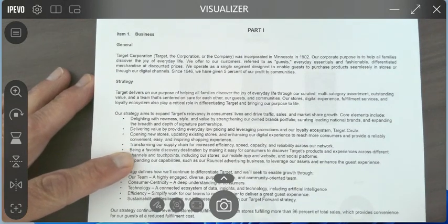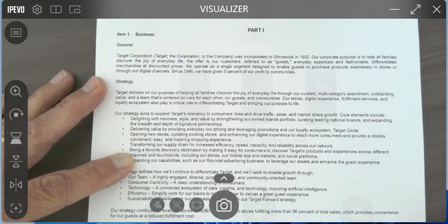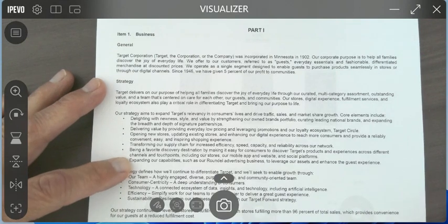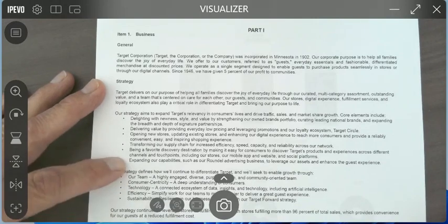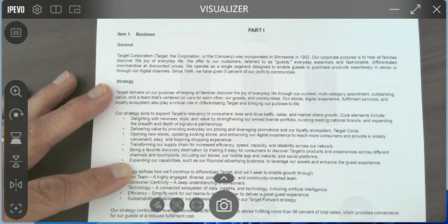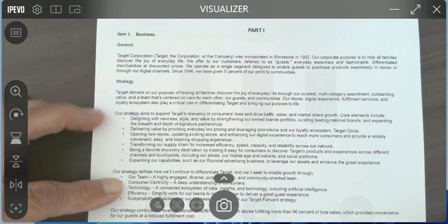Being a favorite discovery destination by making it easy for consumers to discover Target's products and experiences across different channels and touch points, including our stores, our mobile app and website, and social platforms. And expanding our capabilities, such as our Roundel advertising business, to leverage our assets and enhance the guest experience.